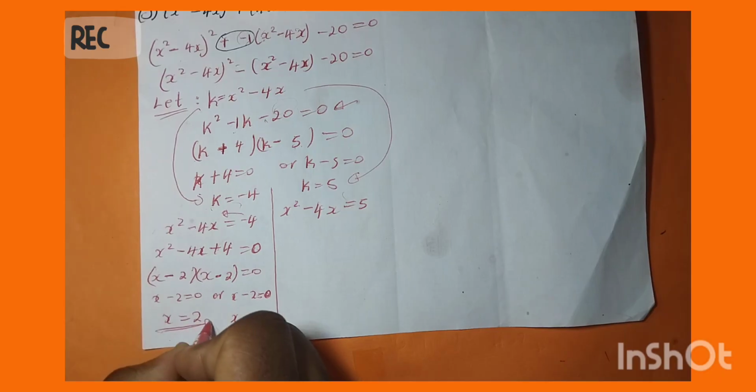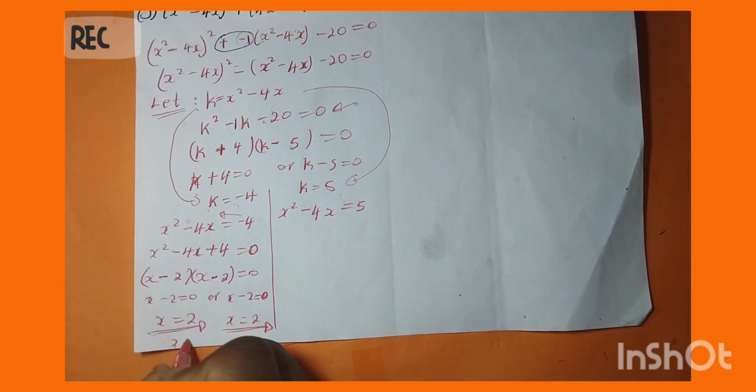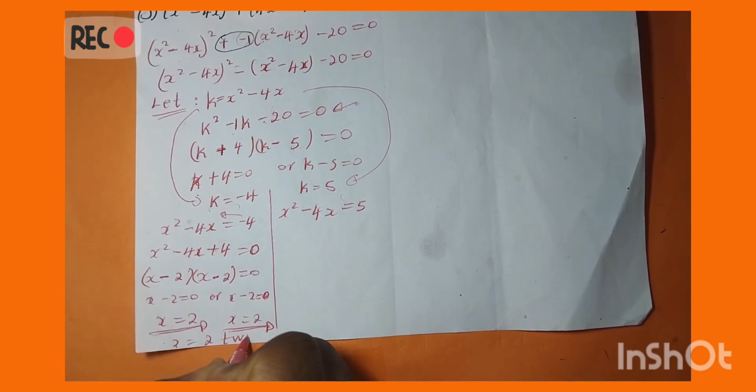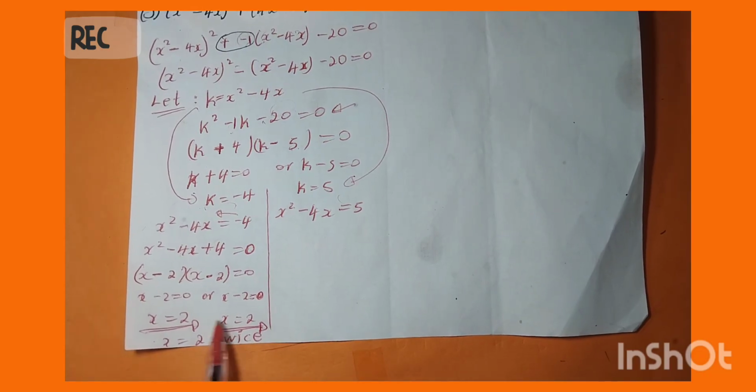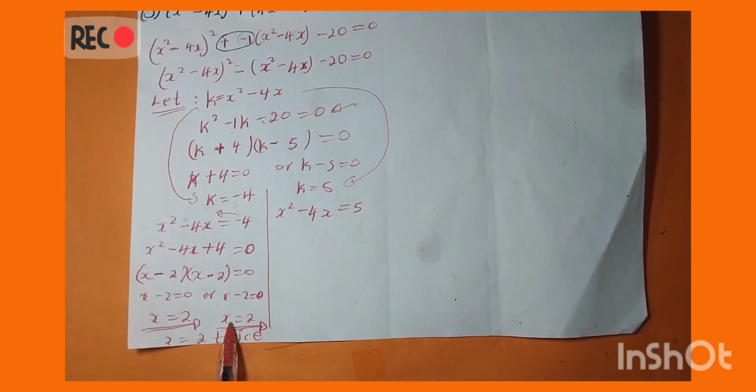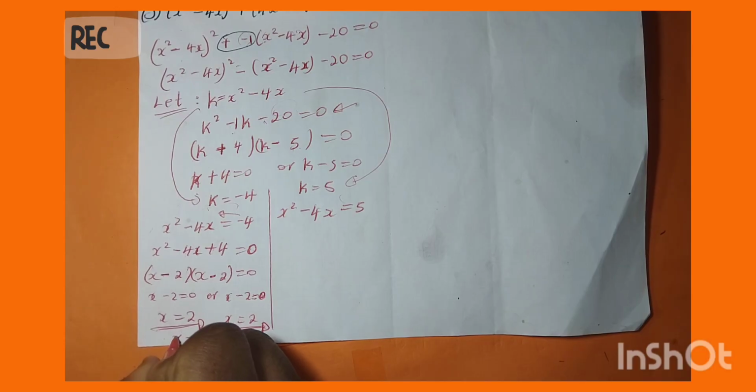So guys, if you get an answer like this, you can even write it like this. It's 2 twice. We got the same answers. We got equal roots. Do you see? We got equal roots.